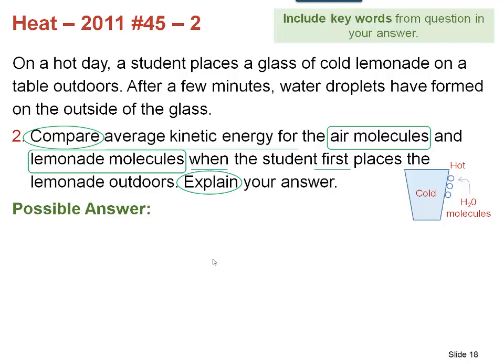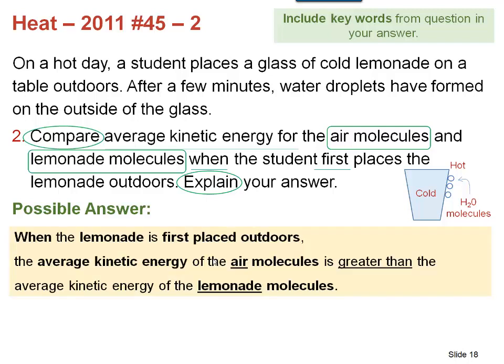Here's part 2. Compare average kinetic energy for the air molecules and the lemonade molecules when the student first places the lemonade outdoors. So first places means it hasn't been that long. The lemonade just went outside, and then we'll explain. When the lemonade is first placed outdoors, the average kinetic energy of the air molecules is greater than the average kinetic energy of the lemonade molecules.